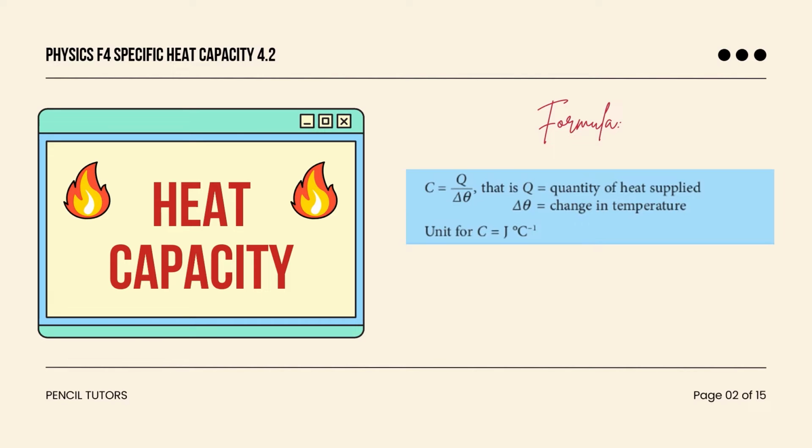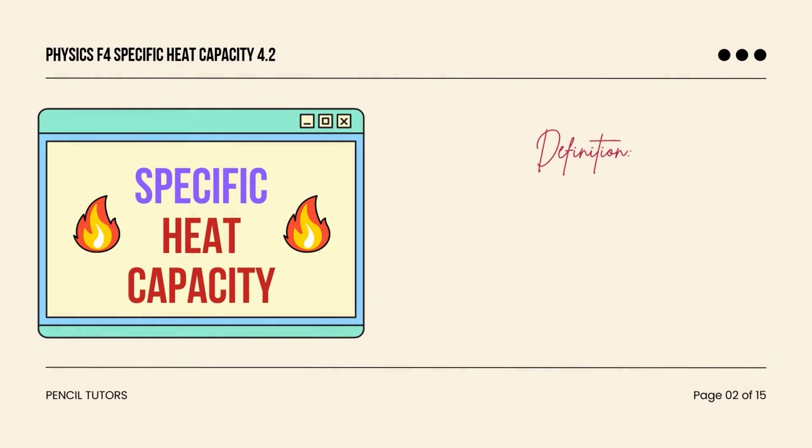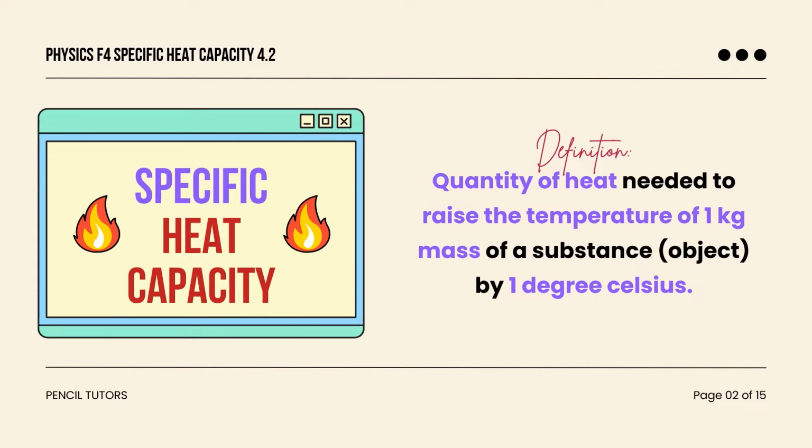Now that we've explored heat capacity, let's find out what is specific heat capacity. Specific heat capacity is defined as the quantity of heat needed to raise the temperature of 1 kilogram mass of a substance or an object by 1 degree Celsius. Now, the biggest difference between heat capacity and specific heat capacity is the involvement of mass. Because mass is involved, the formula for specific heat capacity will also be a bit different from heat capacity.